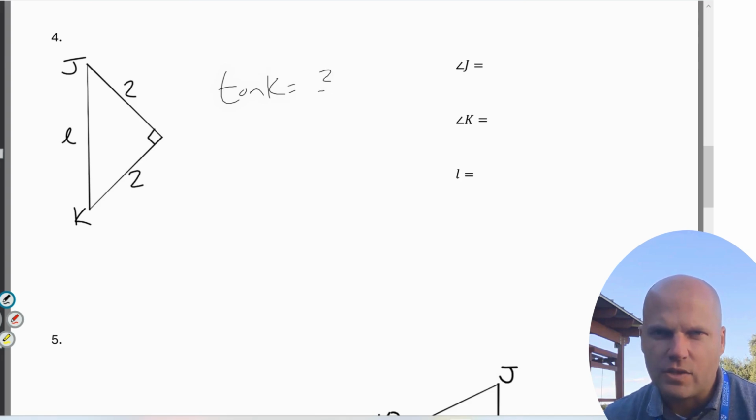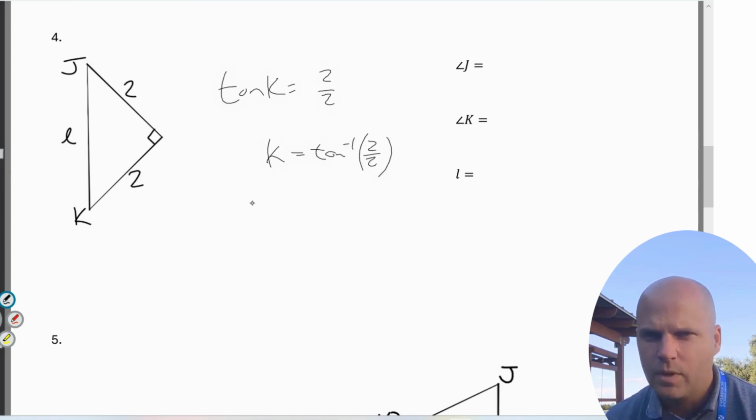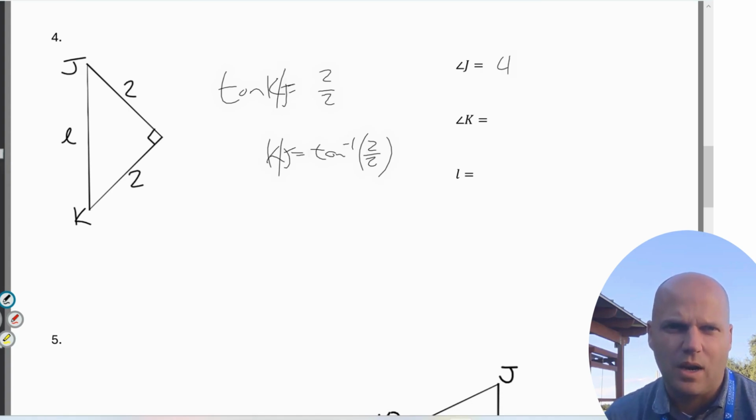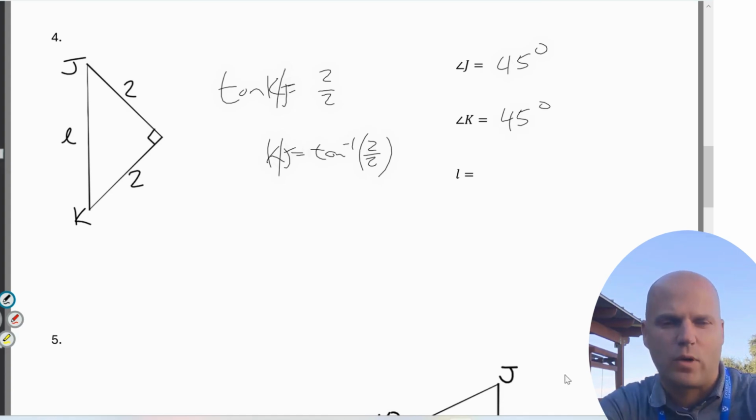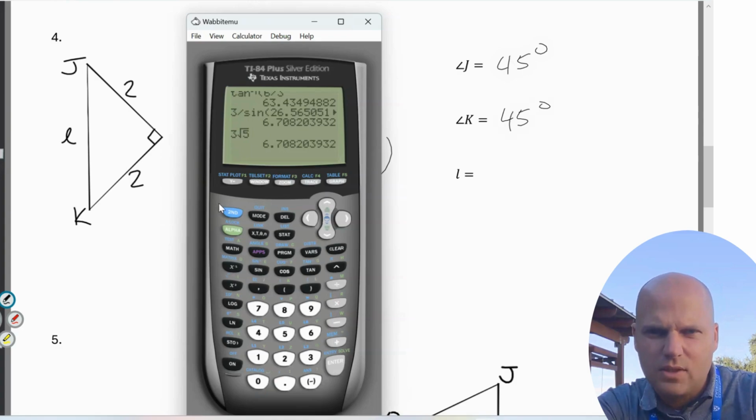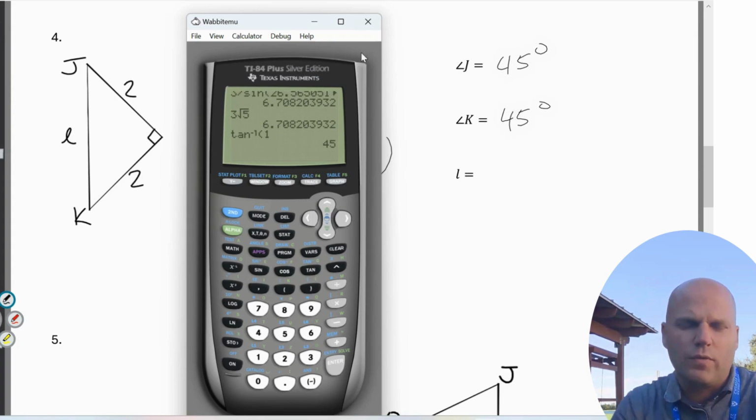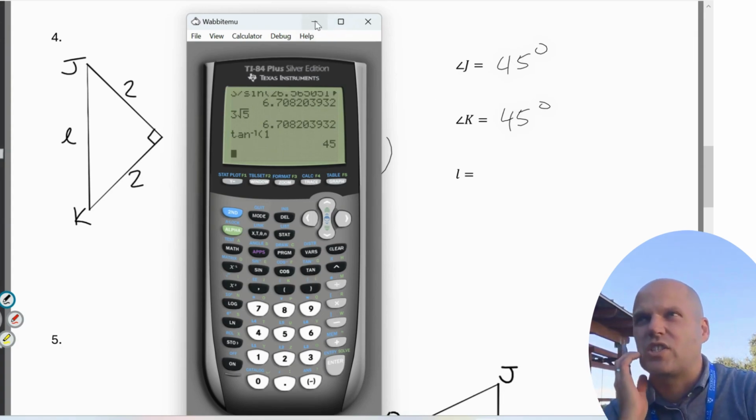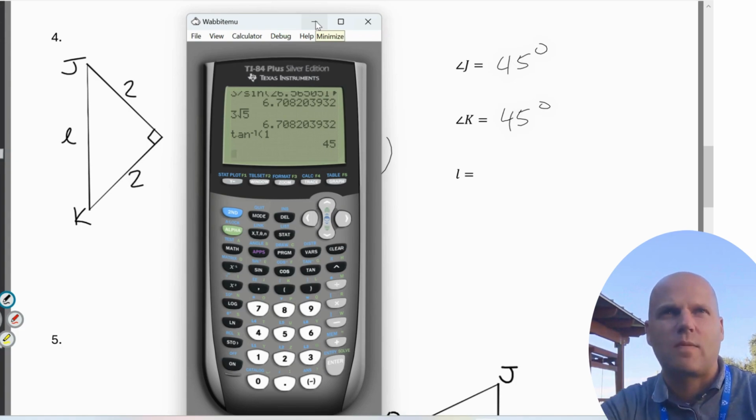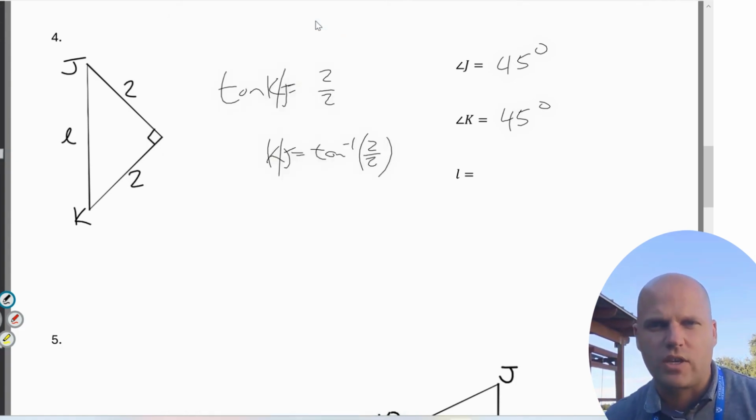Tangent of K is 2 over 2. K will equal the tan inverse of 2 over 2, which is just 1. Same with J. K and J have to be the same. It would be 45 degrees, right? It's kind of obvious, a 45, 45, 90, but it's interesting to see the tan inverse of 1 is 45. If your opposite over your adjacent is 1, your opposite and adjacent have to be the same. You have an isosceles right triangle.